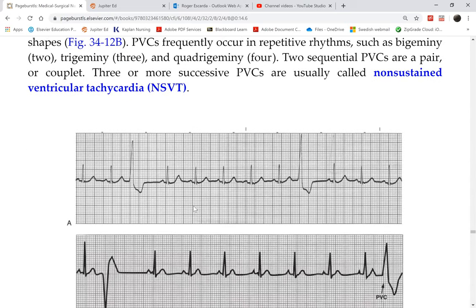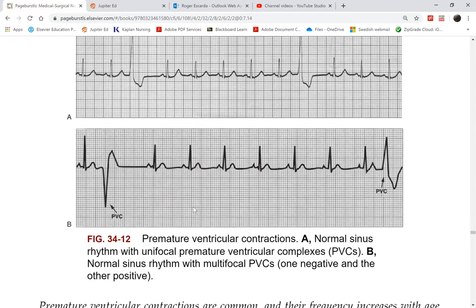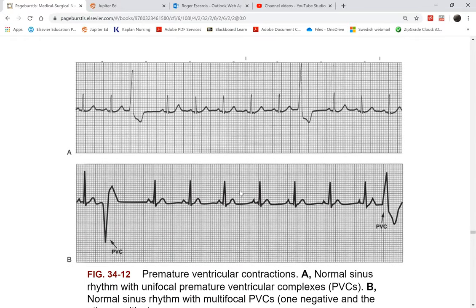PVCs, like I mentioned earlier, your textbook only shows these two. You don't have any strips for bigeminy, trigeminy, or quadrigeminy, so I can only test these two. This is unifocal, because they look the same. That means they're coming from the same source. Multifocal, these two obviously don't look the same, so they have two different causes.